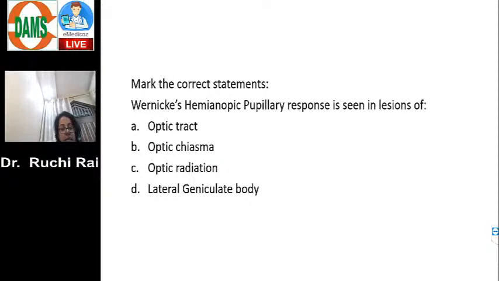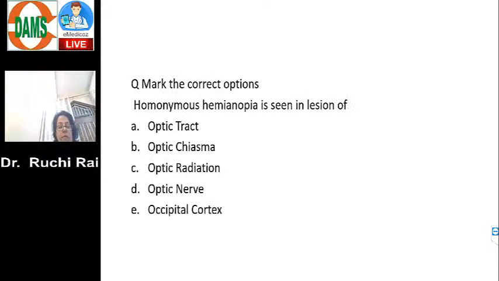A, okay, C. Oh, sorry. This is the question. Sorry. So, homonymous hemianopia is seen in lesion of. Okay, A is correct. Then C is correct. And then E is correct. Right? So, this should be your answer. Thank you, Devyani. Now, answer the next question.